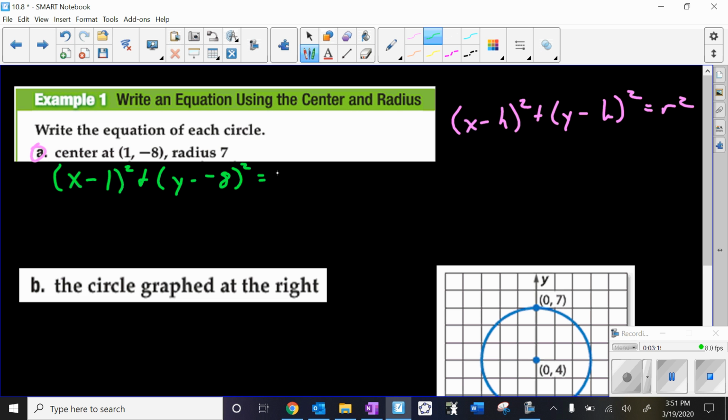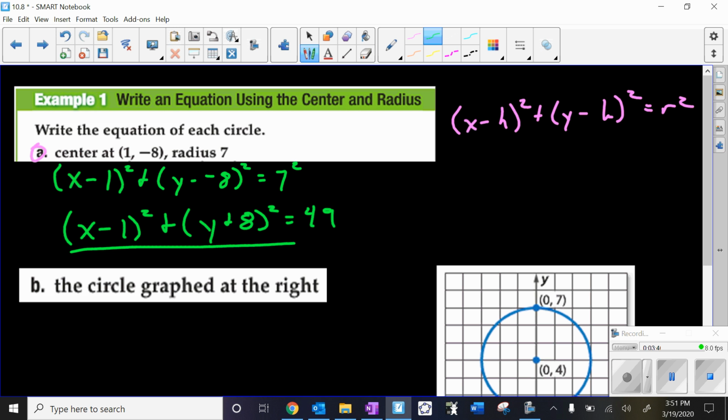squared equals 7 squared. And we can simplify this a little bit. We can change it up, make it look a little bit nicer. X minus 1 squared stays the same, but minus a negative becomes plus, so y plus 8 squared, and then 7 squared is 49. That's going to be the equation of our circle.